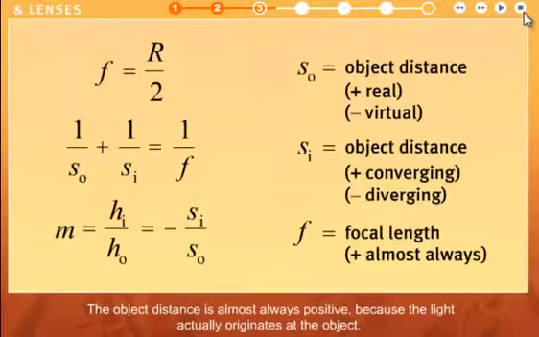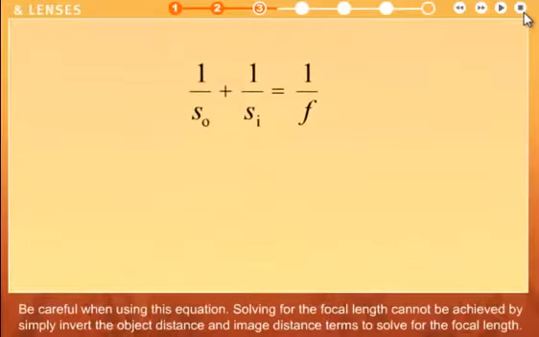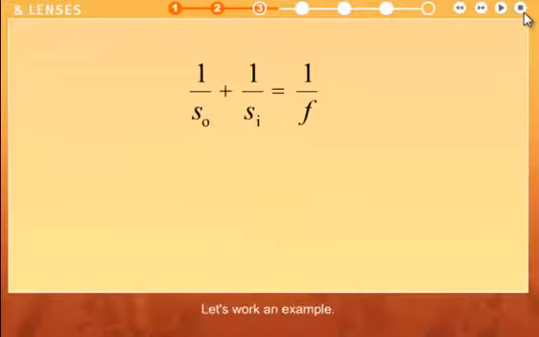The object distance is almost always positive because the light actually originates at the object. Be careful when using this equation. Solving for the focal length cannot be achieved by simply inverting the object distance and image distance terms to solve for the focal length. Let's work an example.